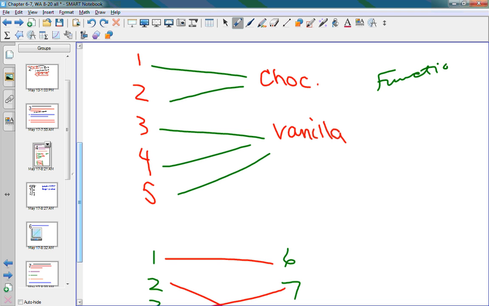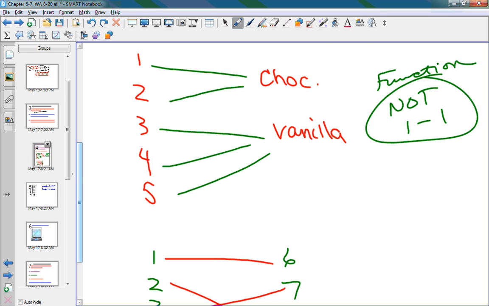This is a function. Is it a one-to-one function? In other words, did only one person eat out of the chocolate tub container? Or did only one person eat out of the vanilla container? No, we have double dippers there. Meaning, 2 people tried to eat out of the chocolate. This is not legal. It is a function, but it is not one-to-one. Do we understand that, yes or no?